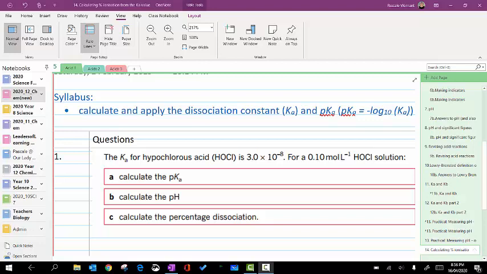Okay, so there are examples of that type of question on page 14 of your OneNote. I'm going to go through the first two questions that are on page 14, and then I'd like you to have a go at doing the other questions that are on that page.